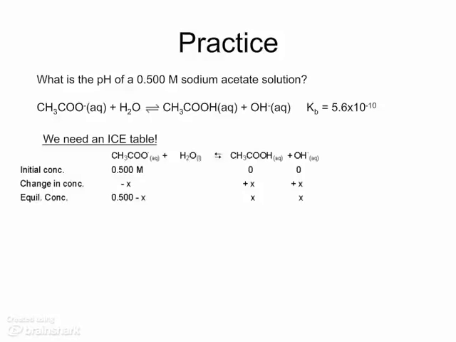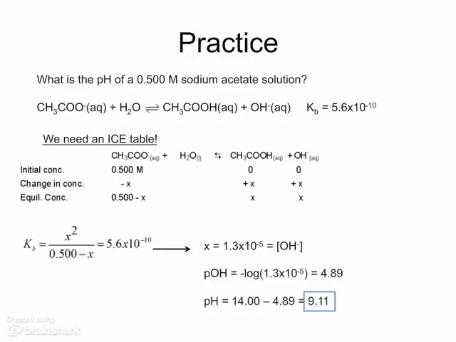Now we need an ice table. The initial concentration of acetate is 0.5 molar, and the initial concentration of acetic acid and OH- are both 0. The change again is minus x for acetate, plus x and plus x for acetic acid and OH-. Now we can use Kb to solve for the concentration of OH- at equilibrium. So we have x squared over 0.5 minus x is equal to 5.6 times 10 to the minus 10.